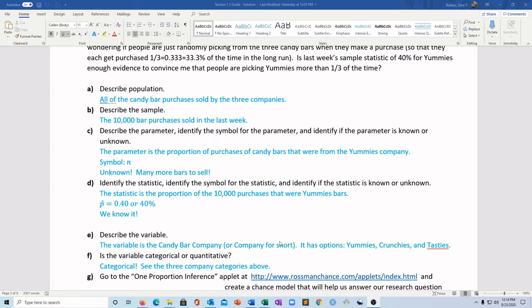Okay, so again, we're at the point, I've got a statistic. I know what it should look like if the 3 companies are all equal.